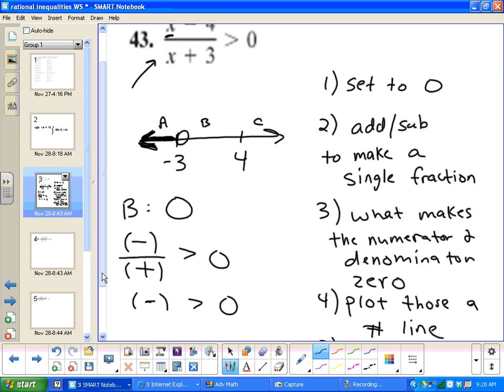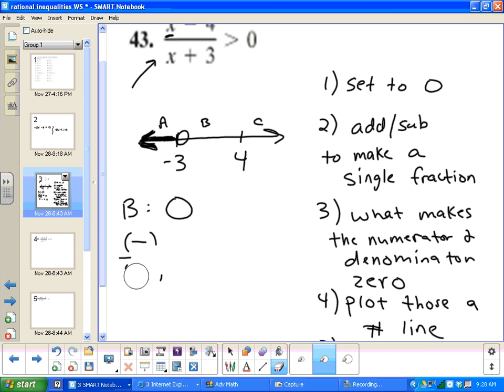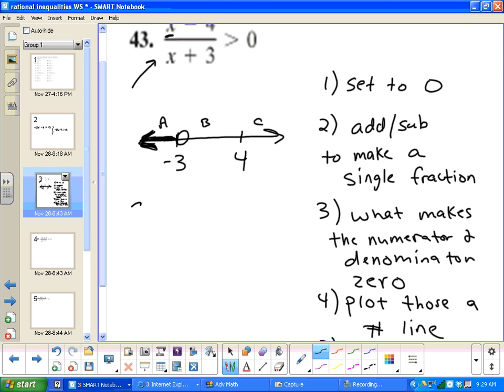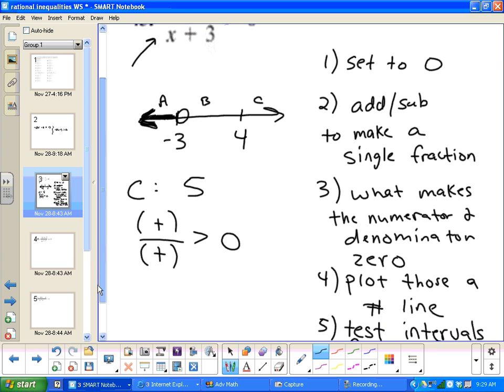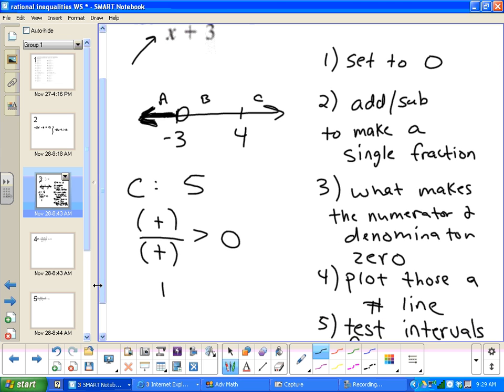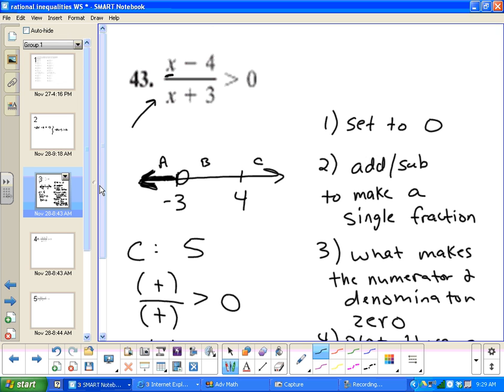Okay, now let's do interval C. So what's a value I could put in interval C? Yeah, 5. Okay, 5 would work pretty good. So C, you can use 5, 6, 7, what have you. All right, now let's plug in 5. So if you put in 5 to the numerator, 5 minus 4 would be positive. Okay, 5 plus 3 would be positive. Okay, so positive divided by positive is a positive. So is a positive number greater than 0? Yes. Okay, so interval C is a part of the solution.